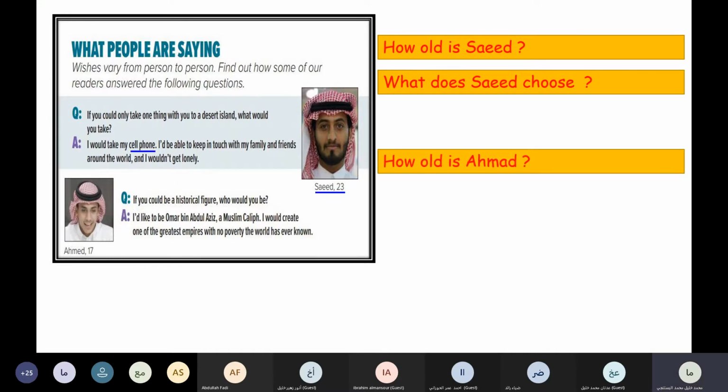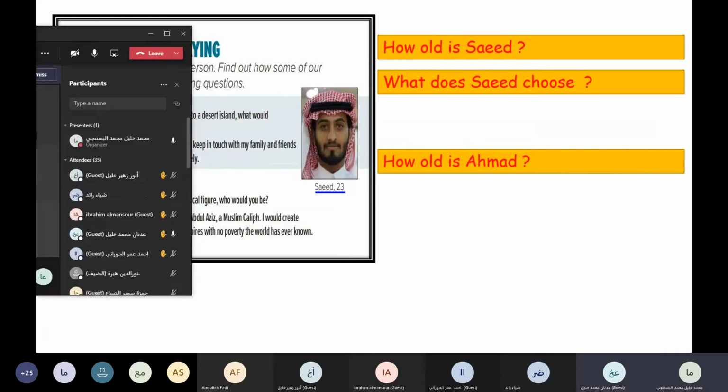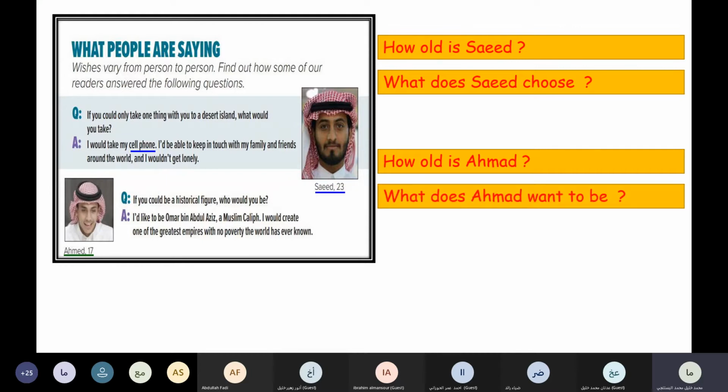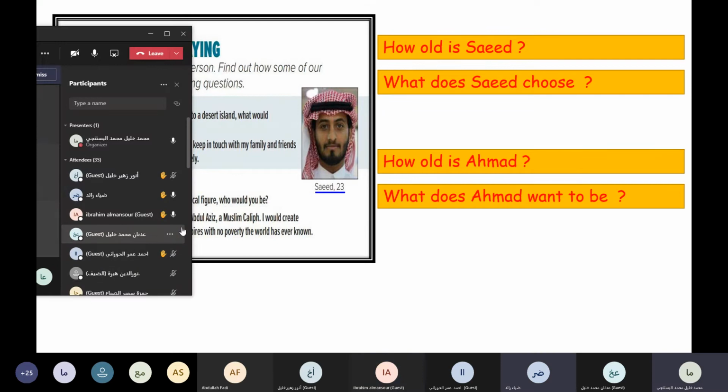Now, what about the second person? How old is Ahmed? Let me choose Ibrahim Mansour. Ibrahim, how old is Ahmed? About 17. Good. Ahmed is 17. Good. Now, what does Ahmed want to be?